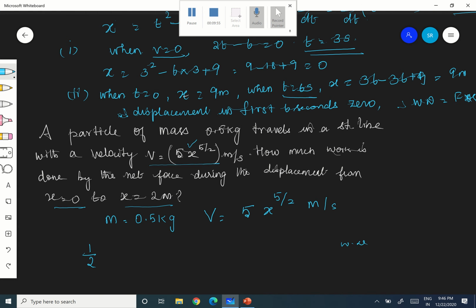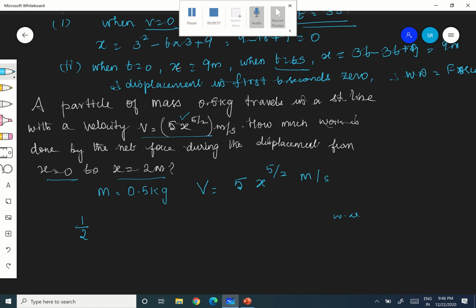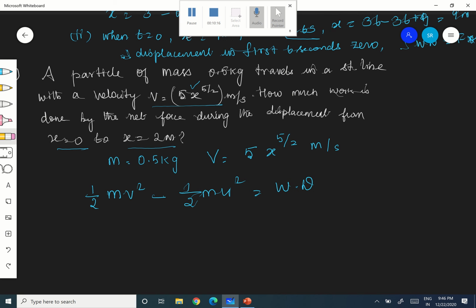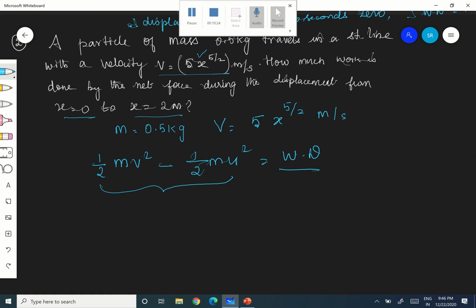What is the concept you have to use first? Understand it first. It is nothing but the work energy principle. Half mv squared minus half mu squared, that is the change in kinetic energy. That is nothing but the work done. This is our work energy principle. We are going to use that one only, because you are asked for the work done. So what you have to do is find out the change in kinetic energy. Therefore, what is the initial kinetic energy when x equal to 0?